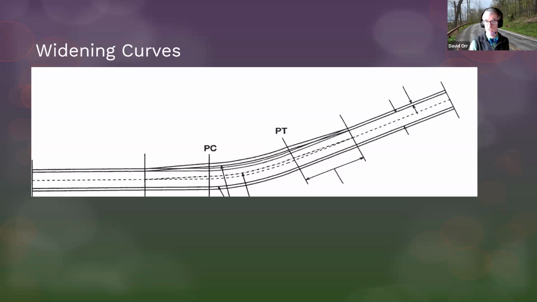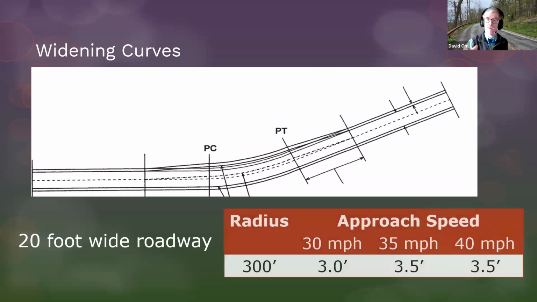So as an example, let's take a 20-foot wide roadway. That's the traveled way portion, not the shoulder. For a 20-foot wide roadway, if you had a pretty narrow radius of 300 feet, and that's a really tight radius, I know that, but even at 30 miles an hour, you really should be wider because of the way people track. The standard actually is 3 to 3.5 feet for a really sharp corner like that. Now, it's not as much on other corners, but it does depend on the approach speed.